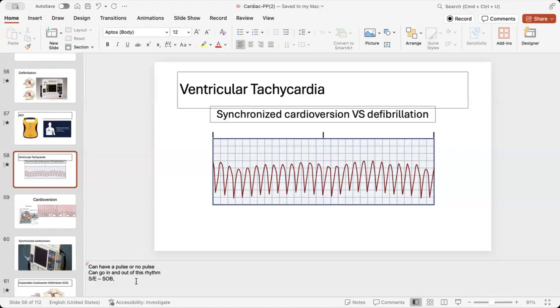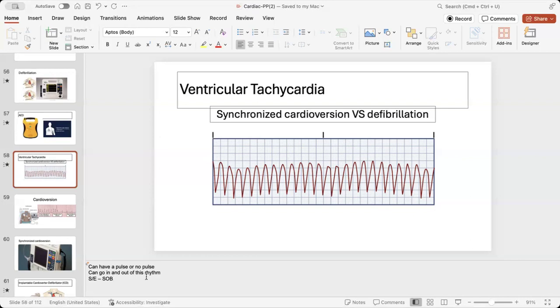Okay, so over time, patients could have some signs and symptoms of decreased cardiac output, right? So the heart rate is in the high 100s here, 150, 160, 180. Again, this can happen after an MI, changes in electrolytes, or heart failure. You might have a patient who kind of goes in and out of this rhythm.